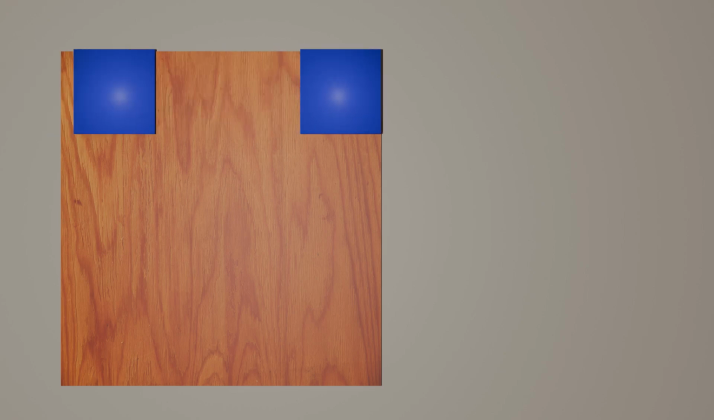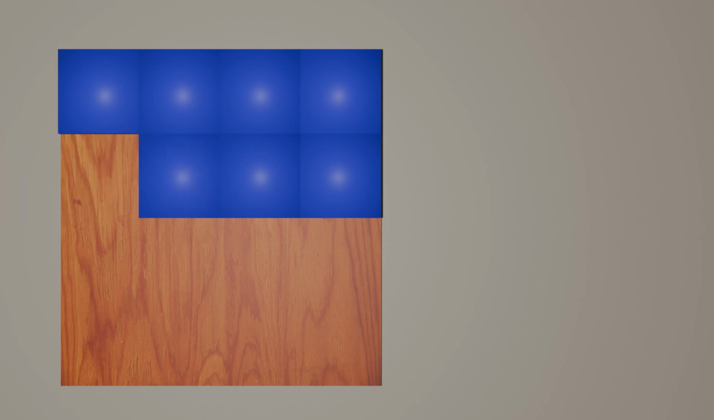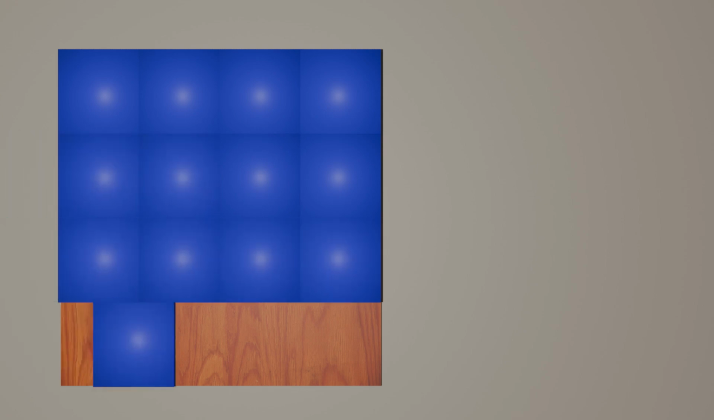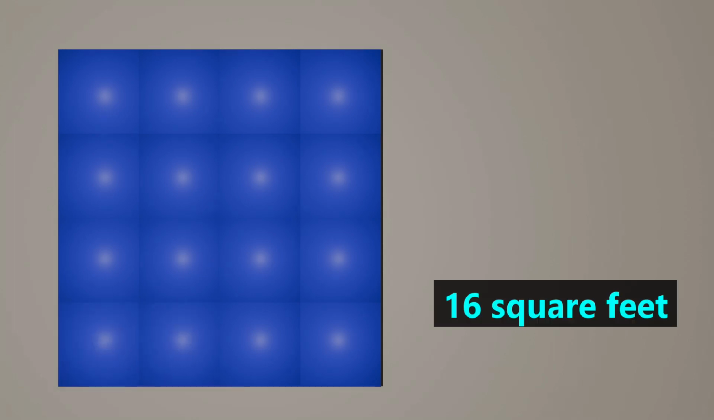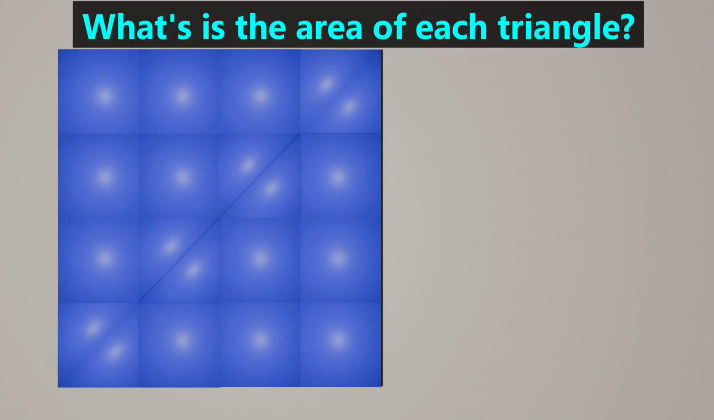Let's say that we have this sheet of plywood and we want to know its area. We could cover it with tiles that are each 1 square foot. That means each tile is 1 foot wide and 1 foot high. Then, we count up the number of tiles and find there are 16 tiles. So the area of this plywood is 16 square feet. If we cut this piece of 16 square feet plywood along this yellow diagonal line, then we'll make two congruent triangles. What's the area of each triangle?